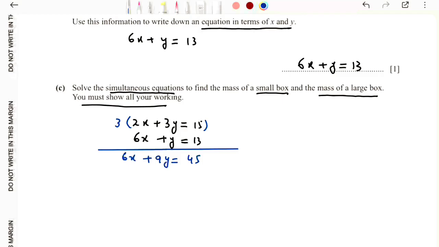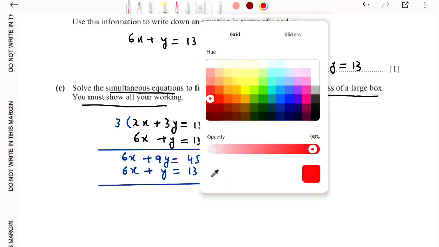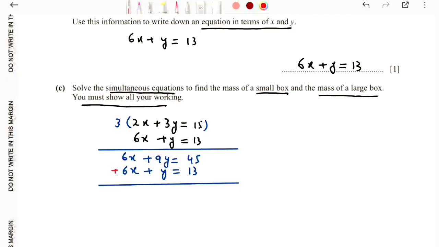and 6x plus y is equal to 13. Now we can eliminate both equations. We have to change signs. Sign is plus, we can write minus here, its sign is plus, we can write minus here.